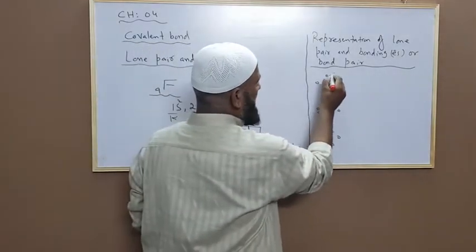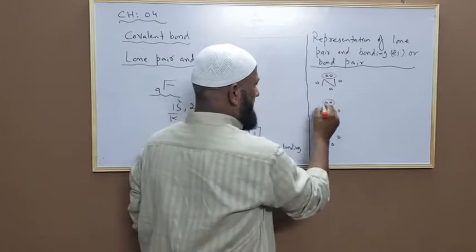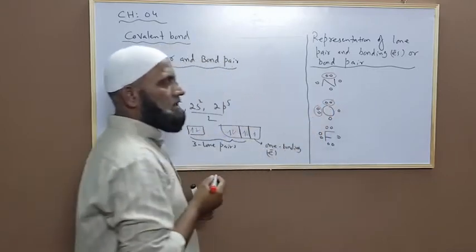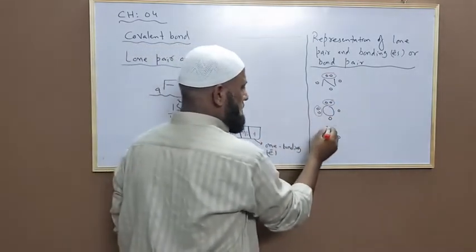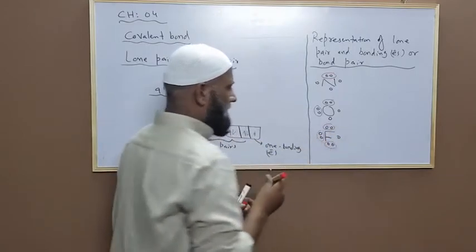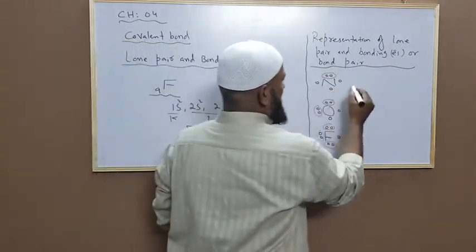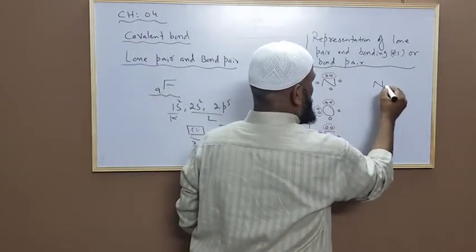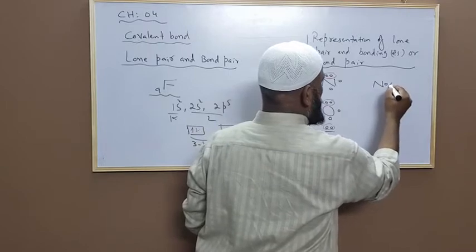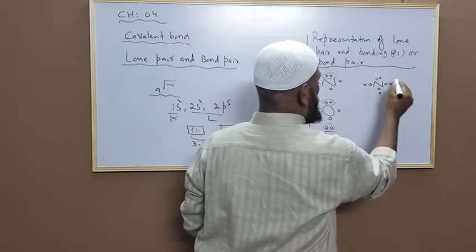Here I am going to represent the lone pair by this red line. So these are the lone pairs. In nitrogen there is 1 lone pair. In oxygen you can see there are 2, and in fluorine respectively there are 3 lone pairs. Okay. So when nitrogen makes ammonia, we can represent the lone pair and bond pair in this way.